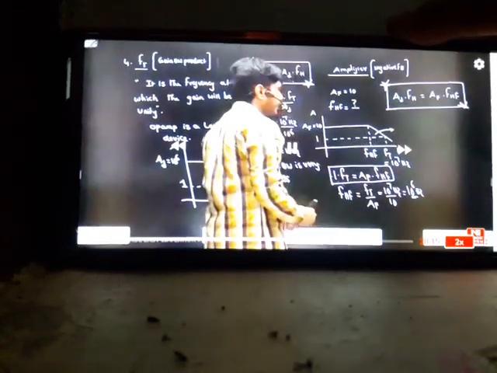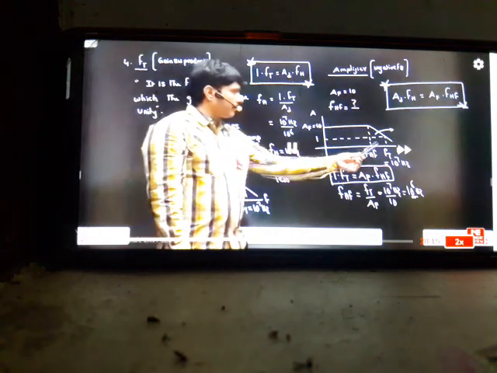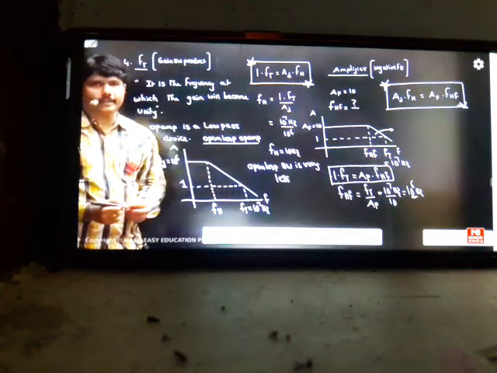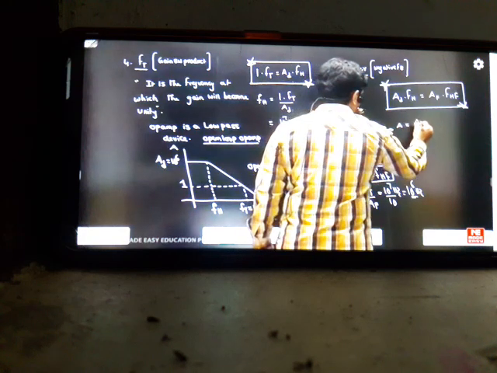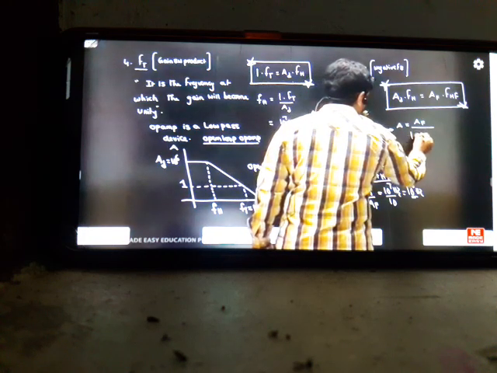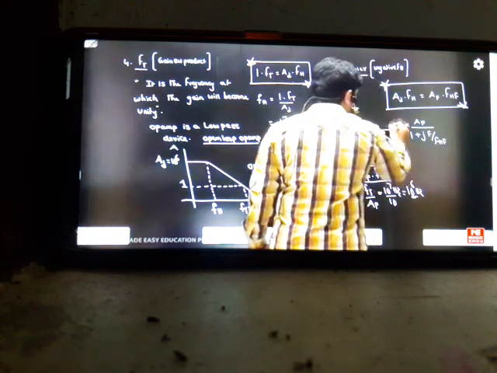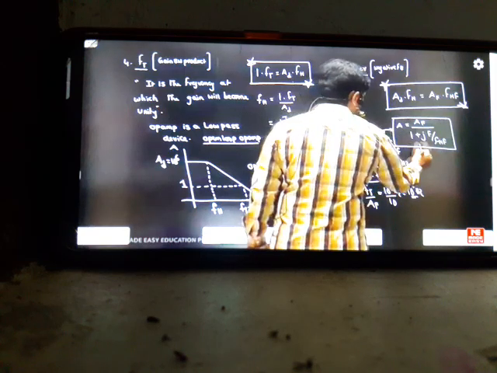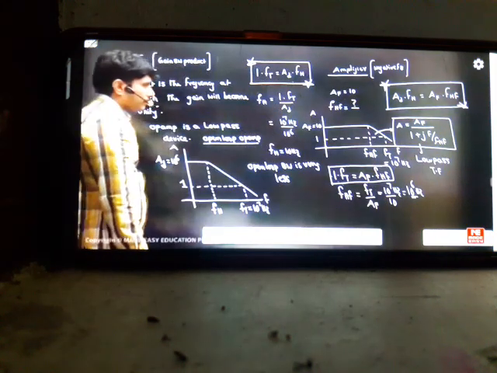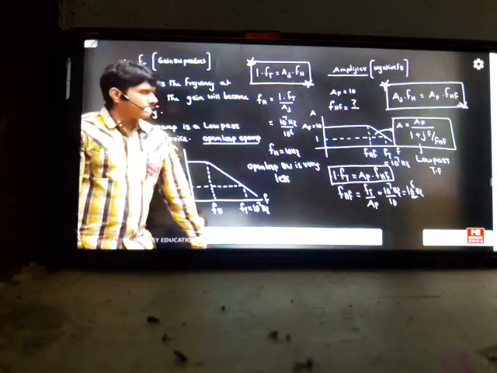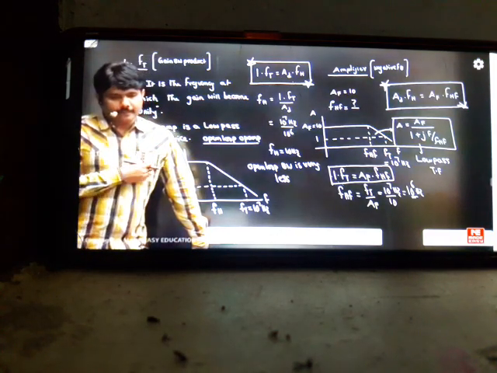Suppose somebody in the exam asks you to find the gain at higher cutoff frequencies. Above the higher cutoff frequency, somebody will ask you the gain. At that time you should have a formula for this: A is equal to AF by 1 plus j F by FH of F. This formula is important, called the low pass transfer function. The structure you have to practice always: 1 plus j F by FH. Here FH becomes FH of F.